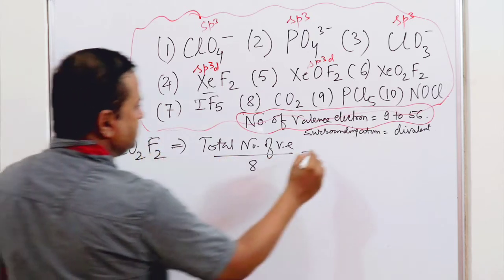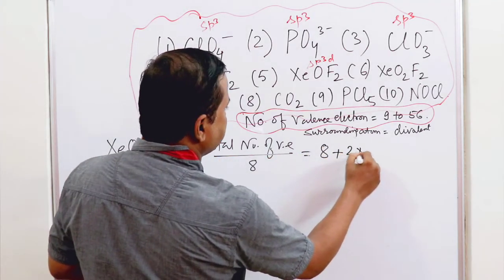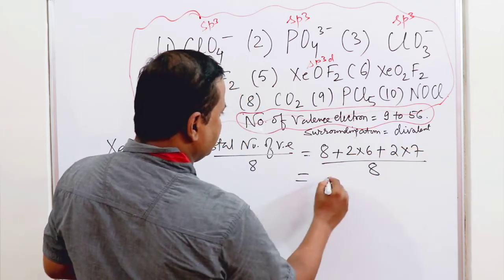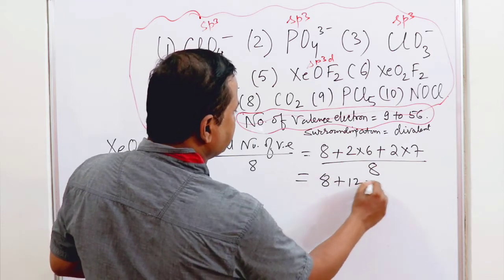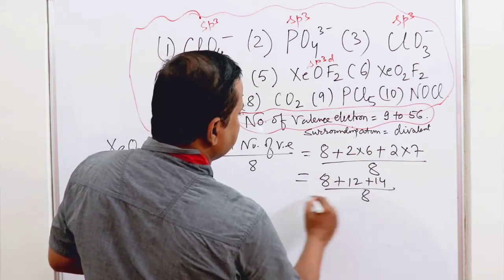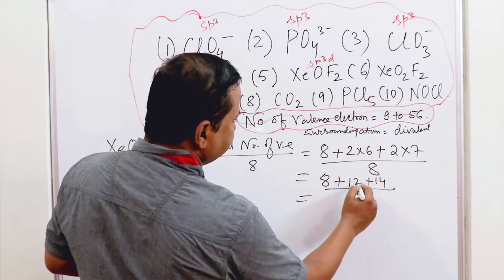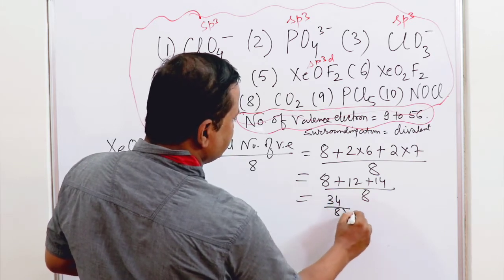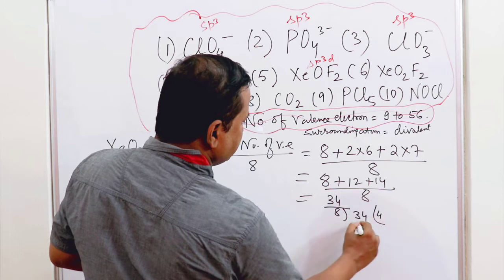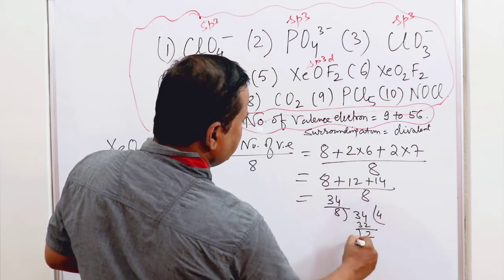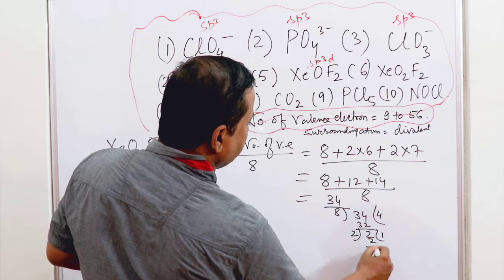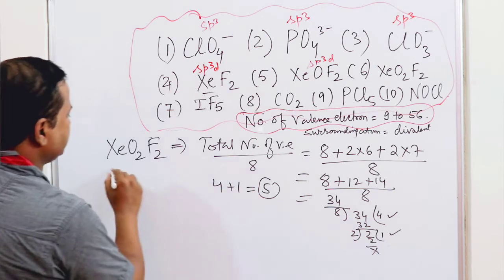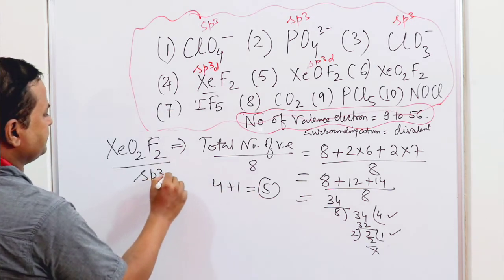Next, let's move on to the next molecule, that is XeO2F2. So see here, 8 plus 2 into 6 plus 2 into 7 divided by 8. So this comes out to be 8 plus 12 plus 14 divided by 8. Now 14 plus 12, 26 plus 8, 34 divided by 8. So 34, 8 4s are 32, remainder 2, 2 ones are 2, again 4 plus 1 equal to 5. That means this also has the same sp3d.